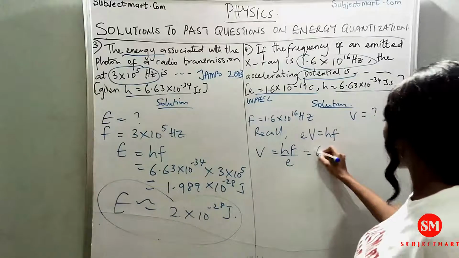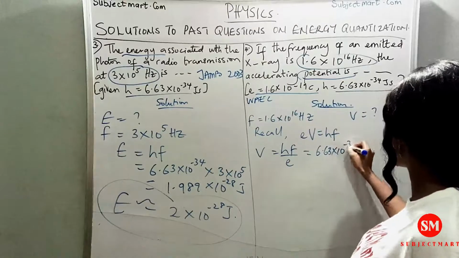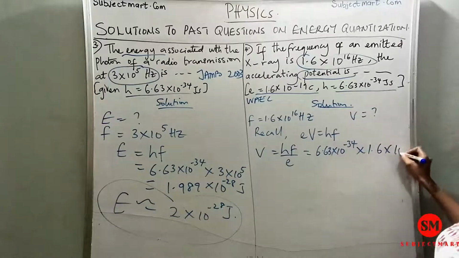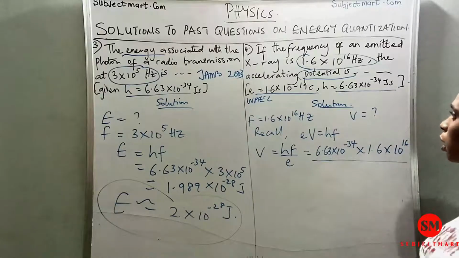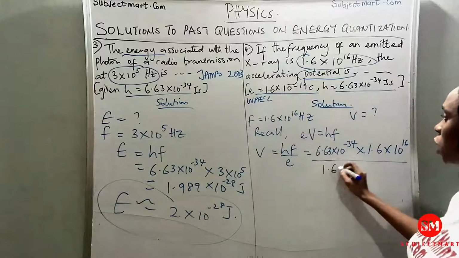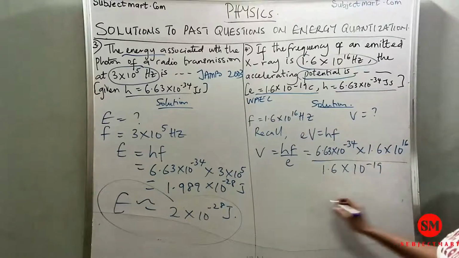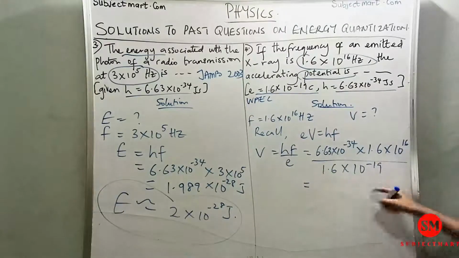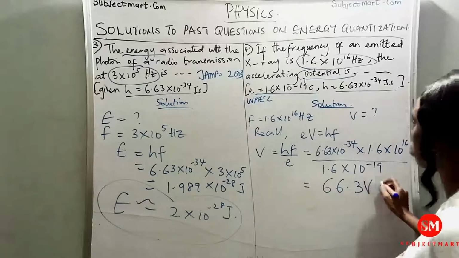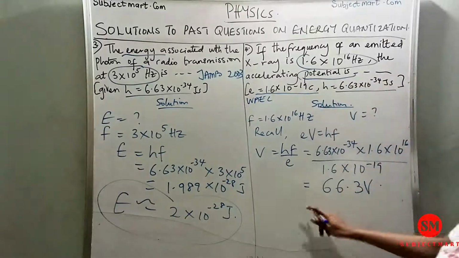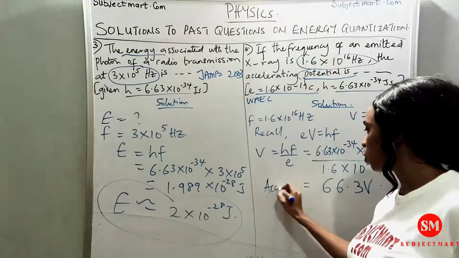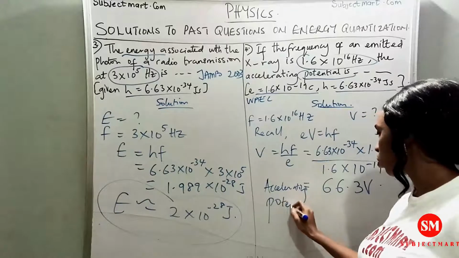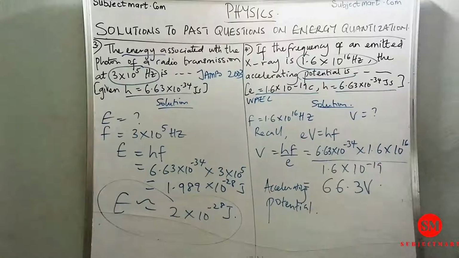Our h is 6.63 times 10 raised to the power minus 34. f is 1.6 times 10 raised to the power 16. And our e, which is the charge, is 1.6 times 10 raised to the power minus 19. Altogether, this times this divided by this will give me 66.3 volts. So the accelerating potential is equal to 66.3 volts.